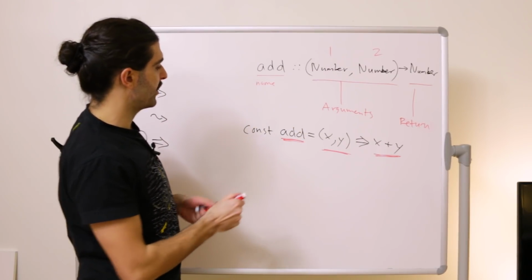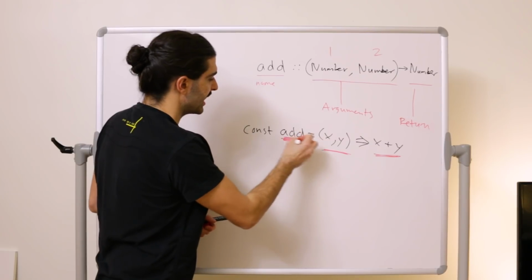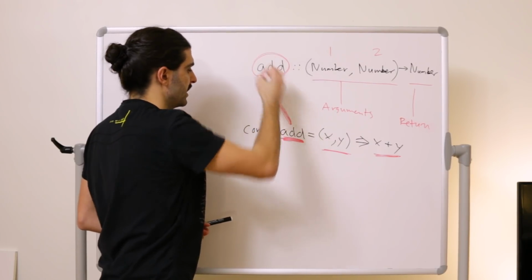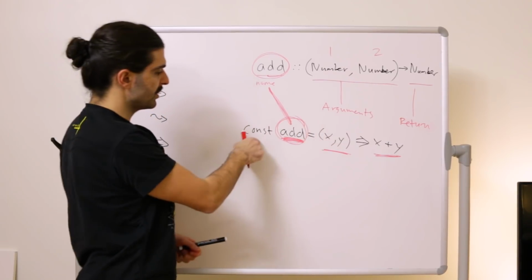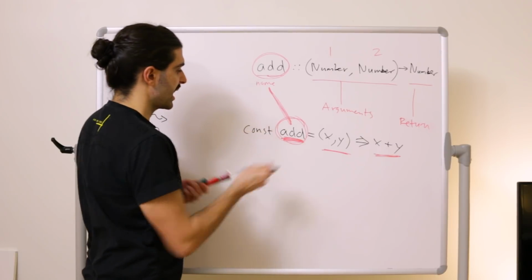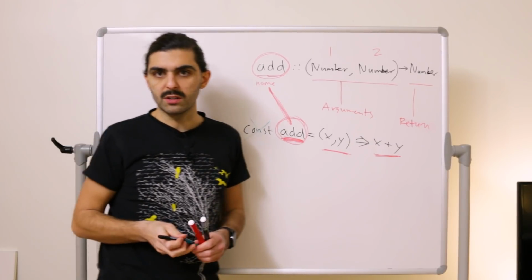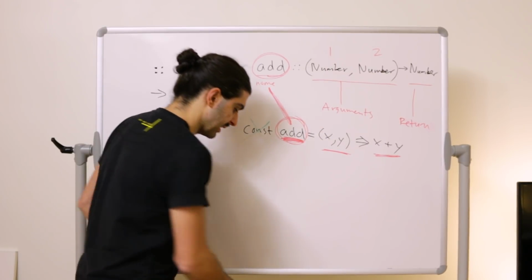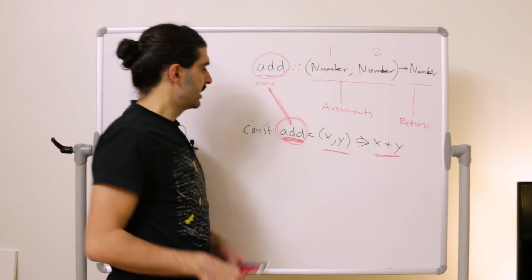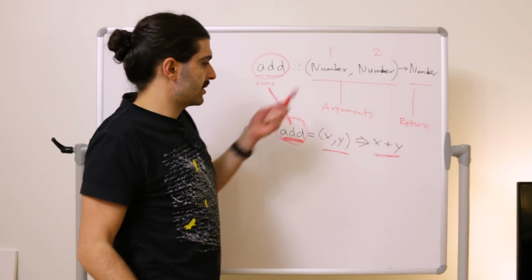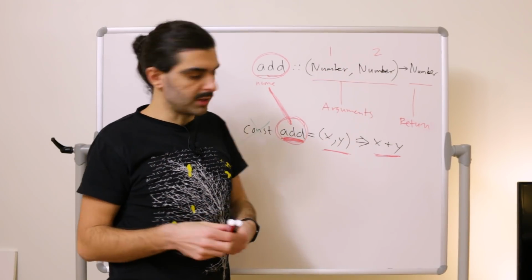And you can see how we're mapping this, right? The name add here maps to this here. That's the name. Const here is completely irrelevant. We don't care about whether it's defined as a constant or not. That's completely irrelevant for the type signature. The type signature just says that I want to care about this thing called add, and here's what it takes, and here's what it returns.